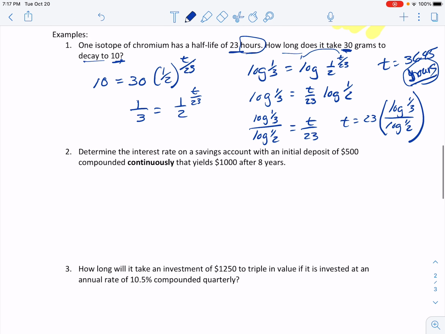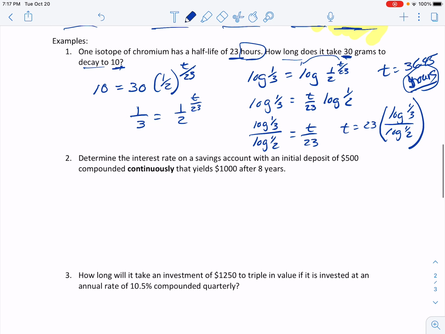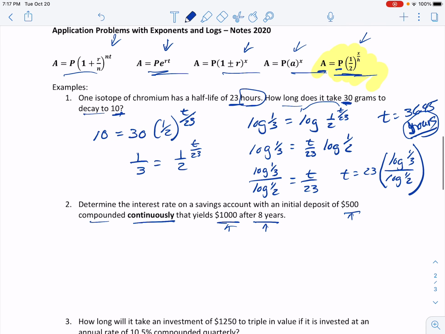Okay, determine the interest rate on a savings account with an initial deposit of $500, compounded continuously, and yields $1,000 after 8 years. Start, end, time. Okay, continuously, you know it's PERT. A equals P e to the RT. Amount at the end, amount you started with. R we don't know. We know T is 8.